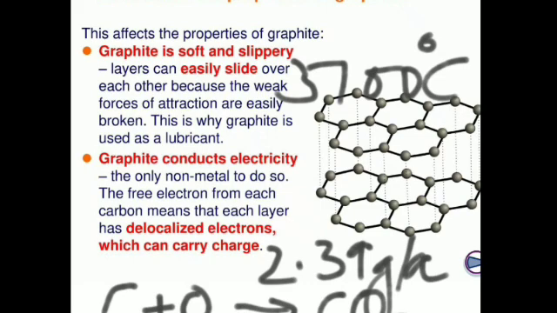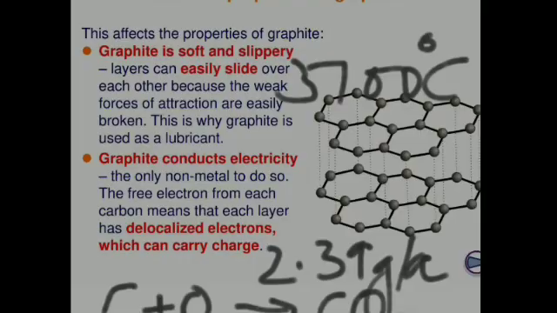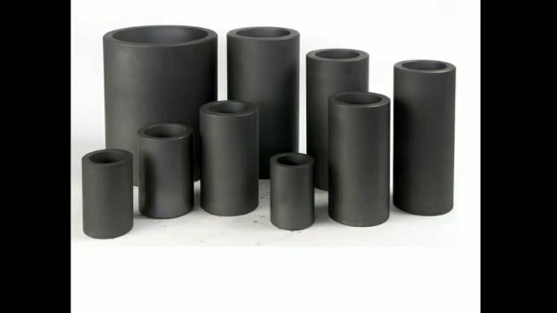Then because of these properties, where is this particular allotrope used? Now these are the crucibles which are made of graphite. I have told you that it has a very high melting point of 3700 degrees Celsius, so it is used to make crucibles. Crucibles are used for different heating purposes, in industries as well as in the labs. Mostly these crucibles are used in industries, where they have to withstand a very high temperature.